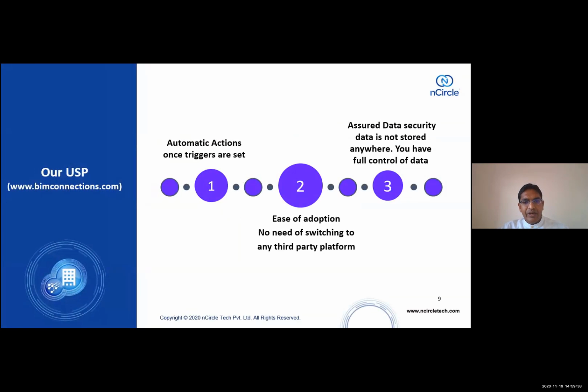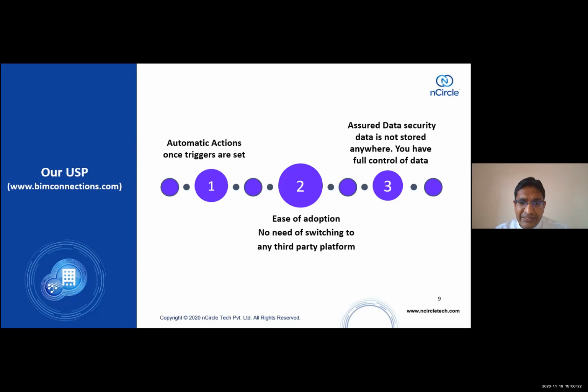Okay. Now, if all of this is making sense to you, let me highlight the USPs again. This system is very automatic. Automatic actions once the triggers are set. We really focused on keeping ease of adoption at the center of this platform. You don't need to switch to any new platform. No additional training is required once it is configured, and it could be configured just by an administrator so that users don't even realize how this automation is happening and they don't even need to worry about it.